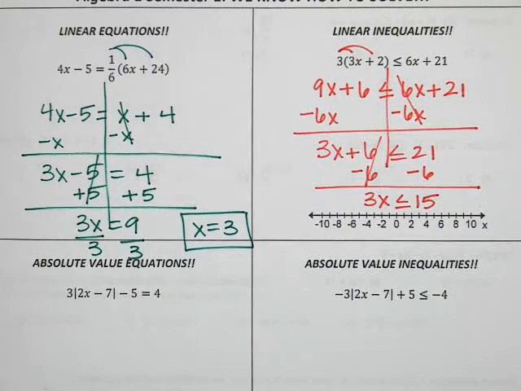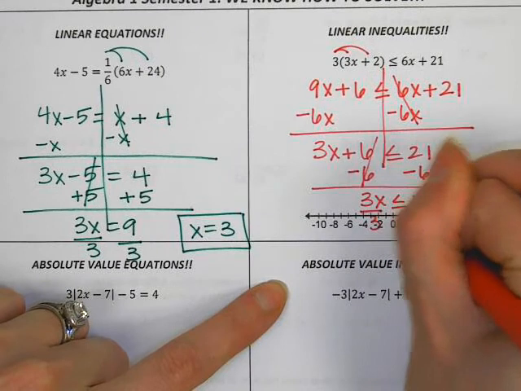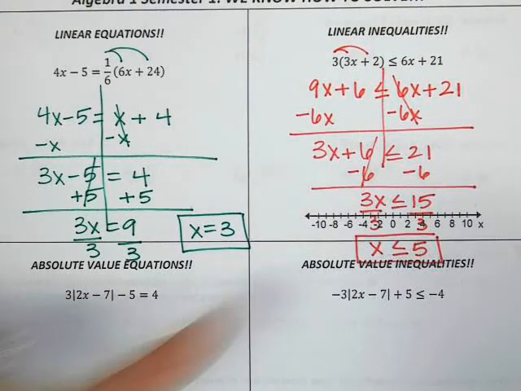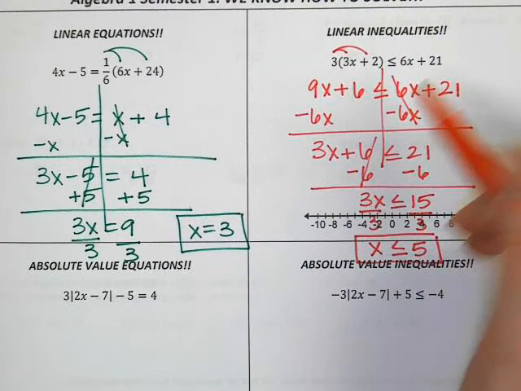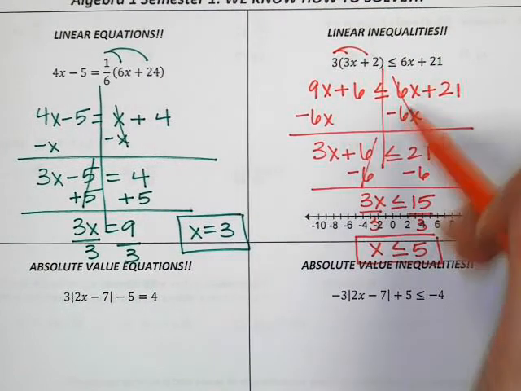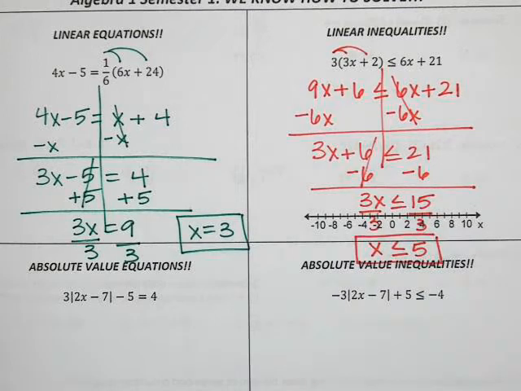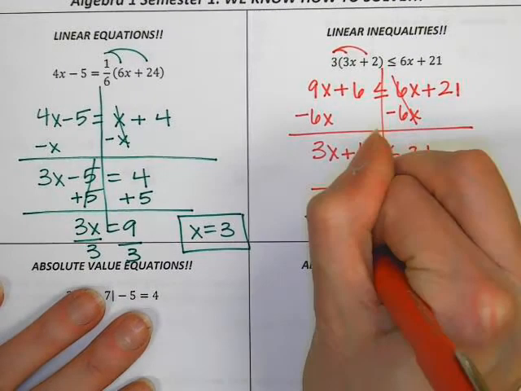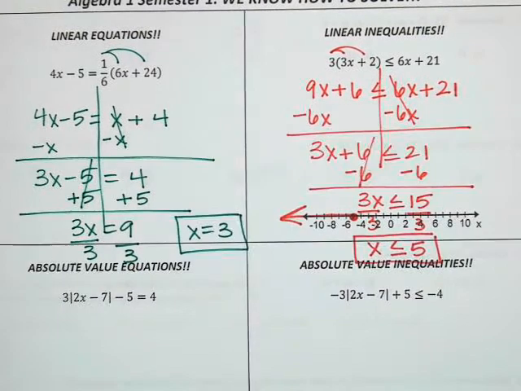And then divide both sides by 3. X is going to be less than or equal to 5. Now with inequalities, just don't forget if you multiply or divide by a negative, you got to flip the symbol. And then graphing, this would be a closed circle at 5 and arrow goes left.